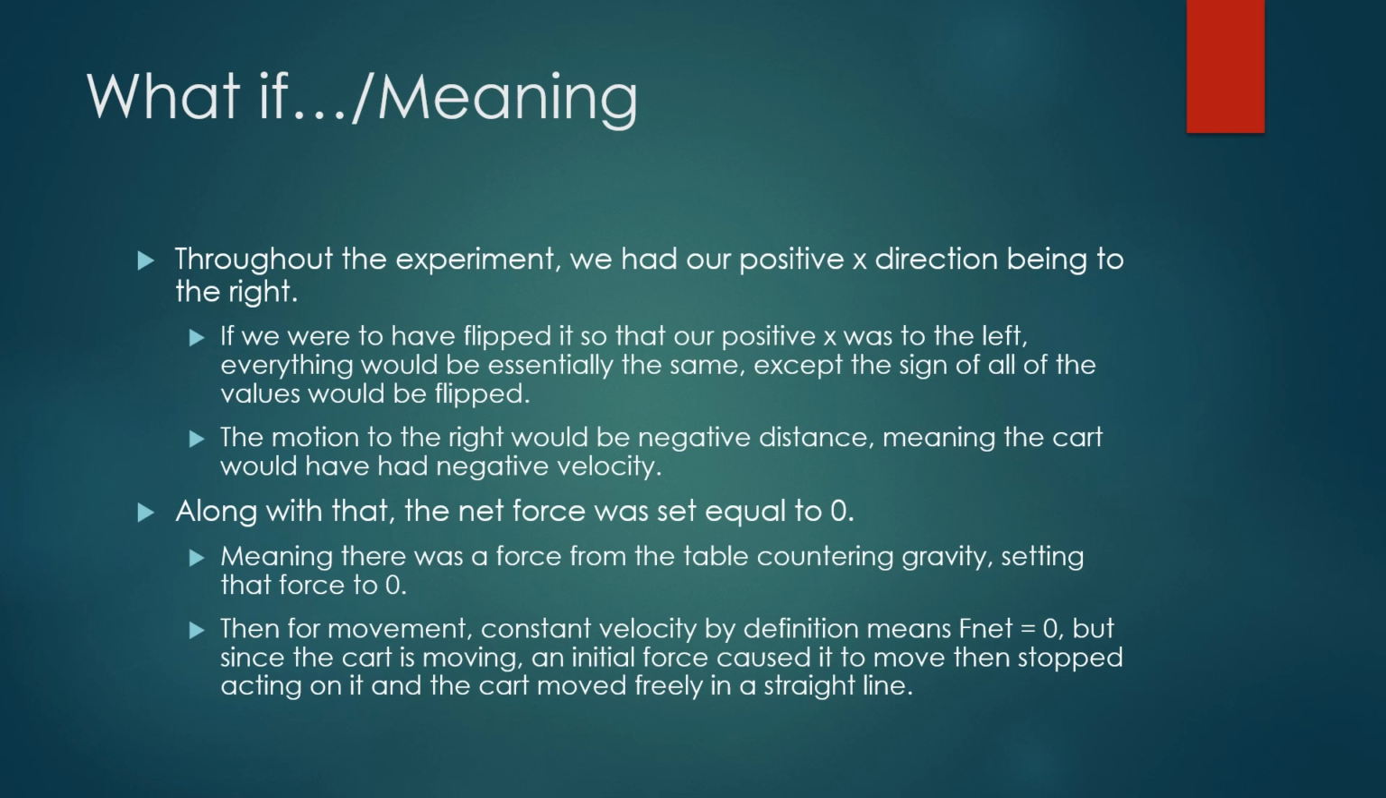Along with that, the net force was set equal to 0, meaning there's a force from the table countering gravity, which is the normal force, setting the y component of the force equal to 0. And then for the movement and the force in the x direction, constant velocity by definition means F net equals 0. But since the cart was moving, there was an initial force that caused it to move, which was us pushing it, and then stopped acting on it, which then let the cart move freely in a straight line, resulting in the constant velocity.